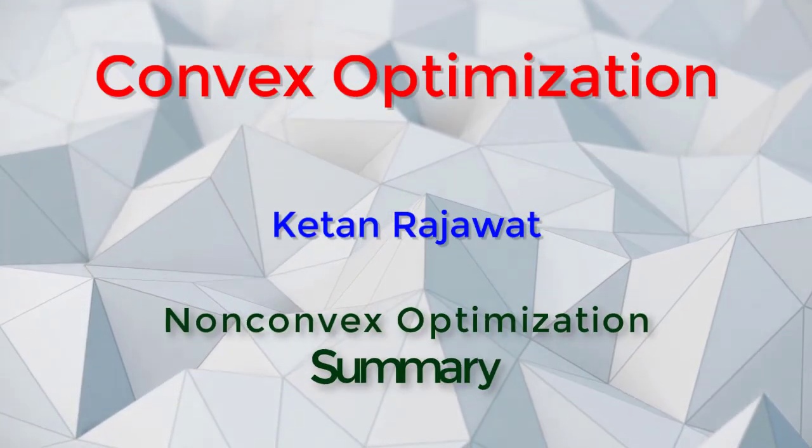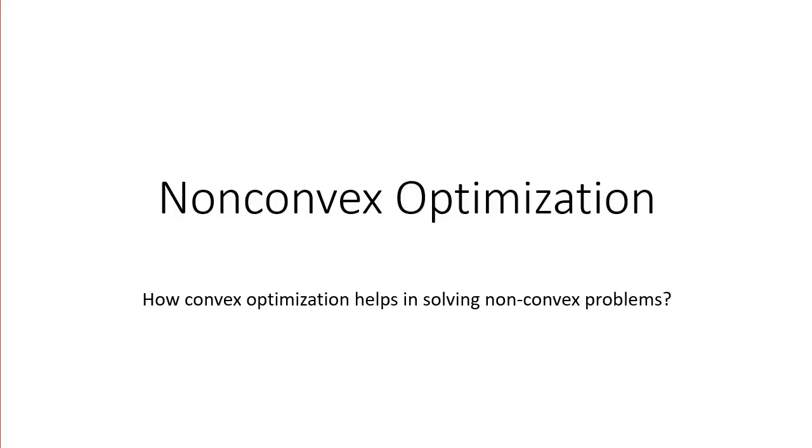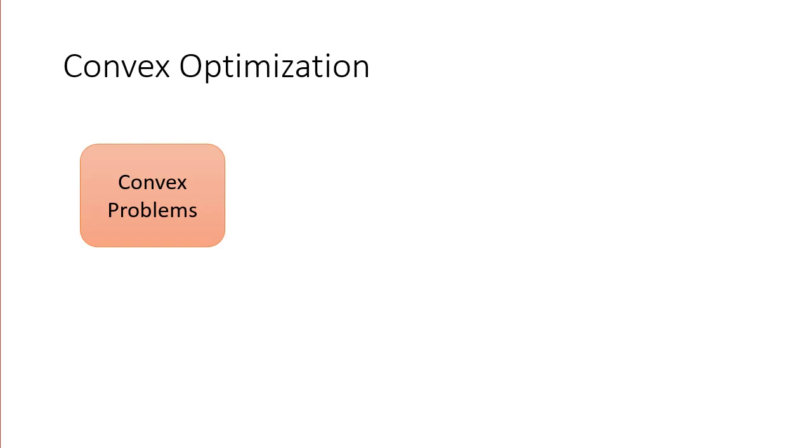We now take a look at approaches for solving non-convex optimization problems using convex optimization algorithms. We begin by summarizing several approaches that we have already seen throughout the course. So first we recap the situation with convex optimization problems.